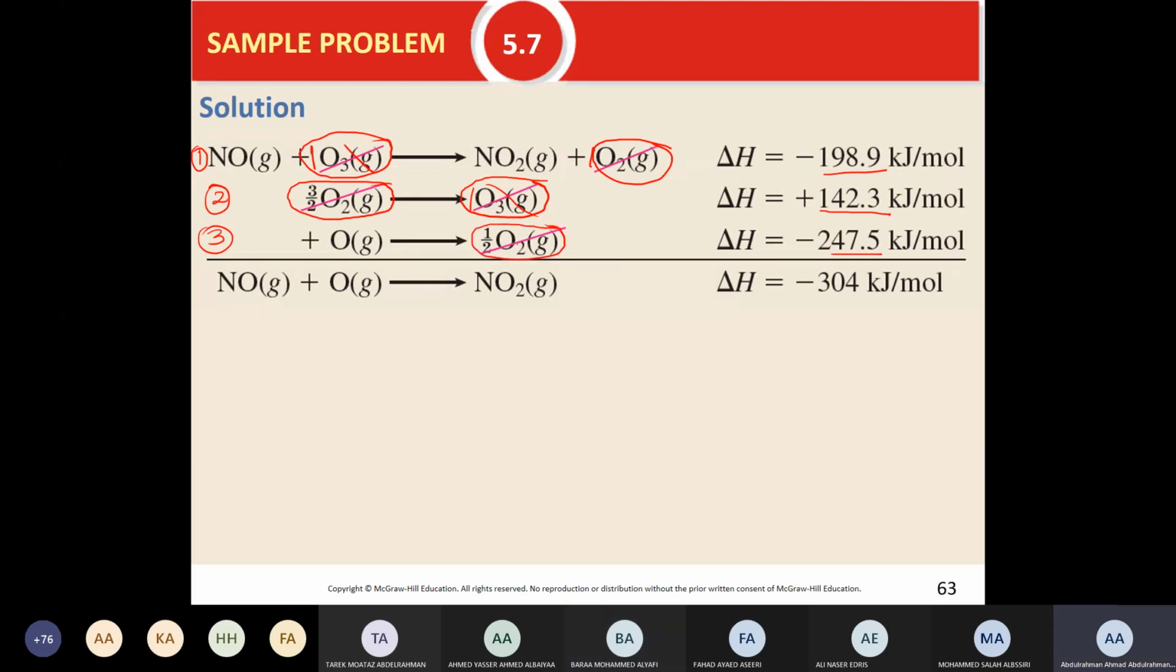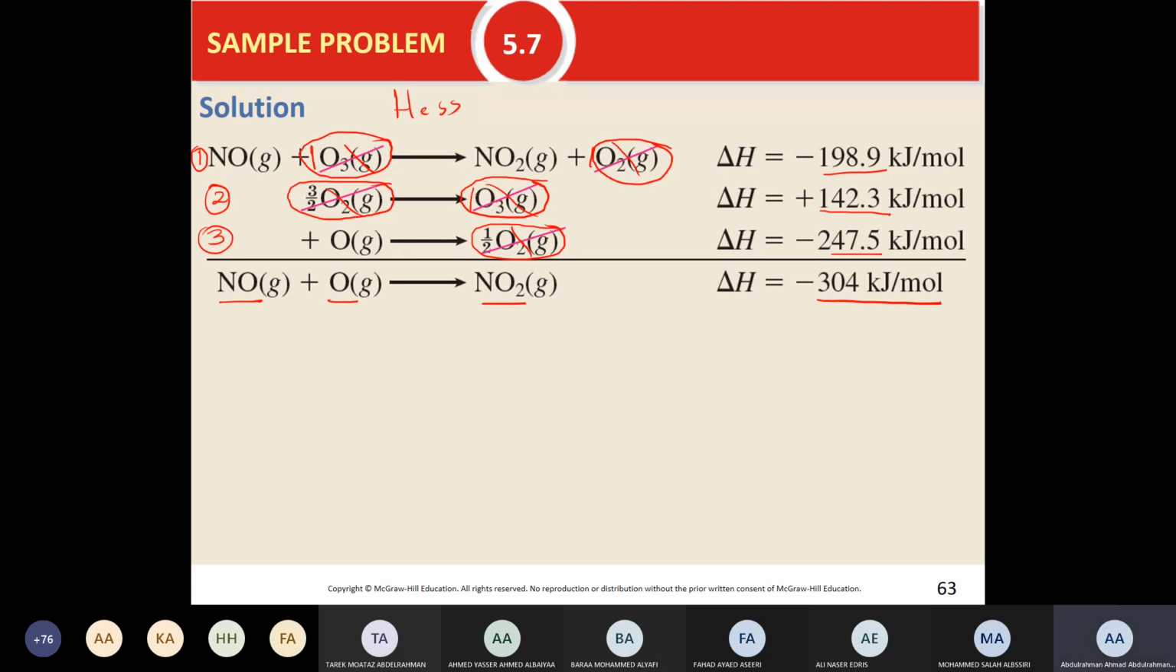Half. Half. What will happen if we have 1 and a half? 3/2. 3/2. So they will cancel each other. Now, whatever is left, put it down. You put it down like this, NO plus O to give you NO2. Then you add this heat and you'll get the final answer. This is done by Hess, and this is the way we do things.